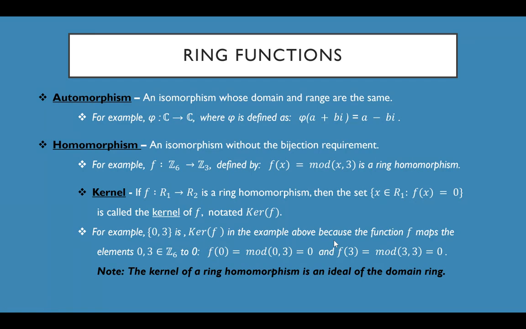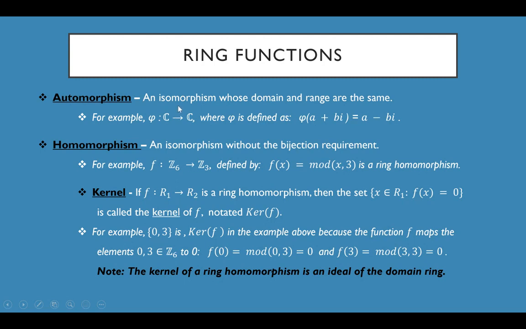An automorphism is a type of isomorphism where the domain and range are the same. In the previous example of an isomorphism, we had complex numbers as our domain, but we had matrices as our range. So if we want an automorphism, then here's an example. We have the set of complex numbers being mapped to their conjugates. And so clearly the domain and range would be the same. That's called an automorphism.